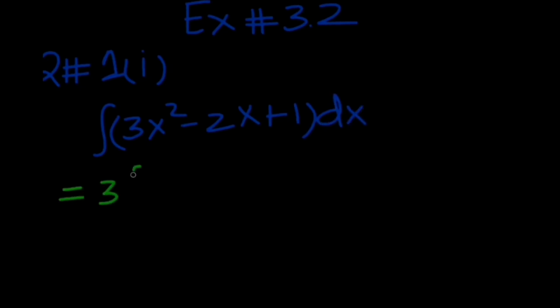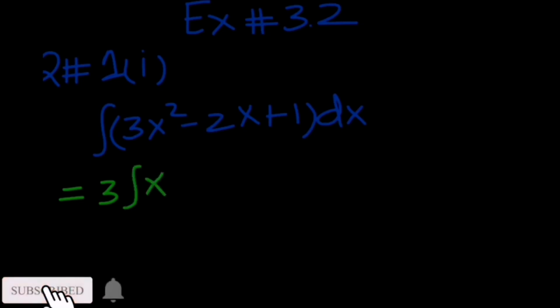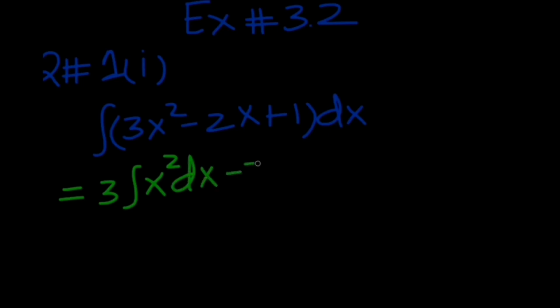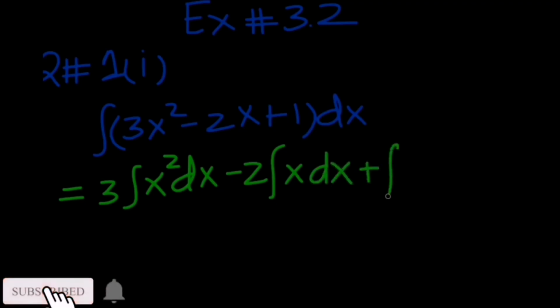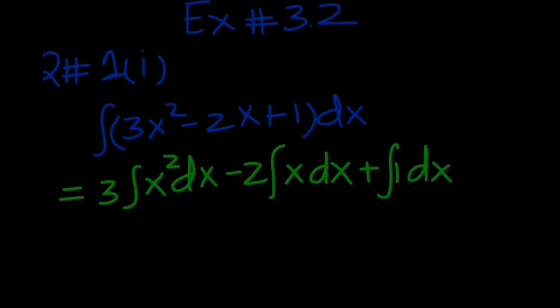We write 3 outside first and write the integration sign with x², then 2 outside the integration sign is with x, and integration of 1 dx. After that, students, we consider x derivative 1 with it in product, like it is here. So x derivative 1 is here and in product with it.